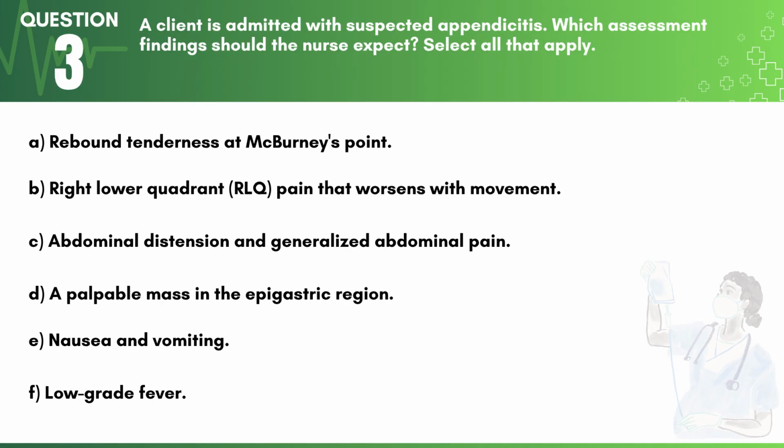Question 3. A client is admitted with suspected appendicitis. Which assessment findings should the nurse expect? Select all that apply. A. Rebound tenderness at McBurney's point. B. Right lower quadrant, RLQ, pain that worsens with movement.